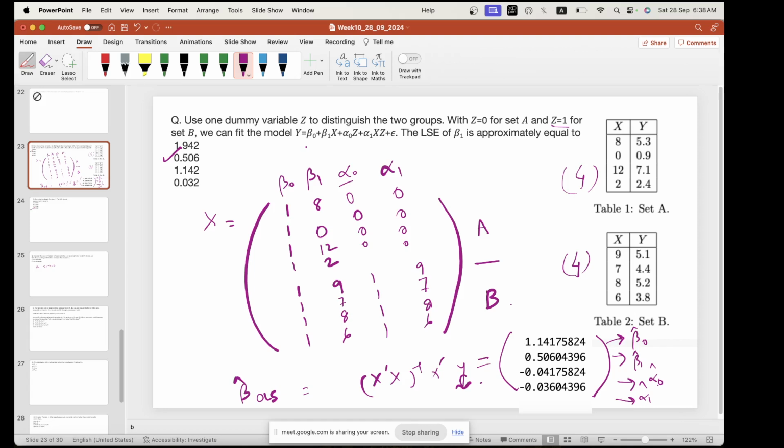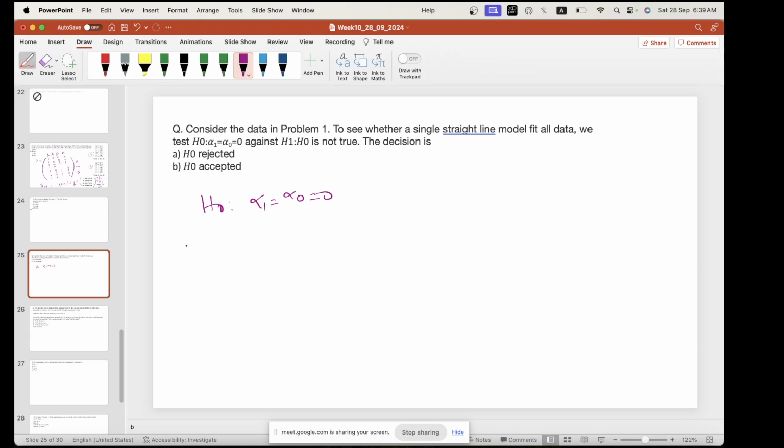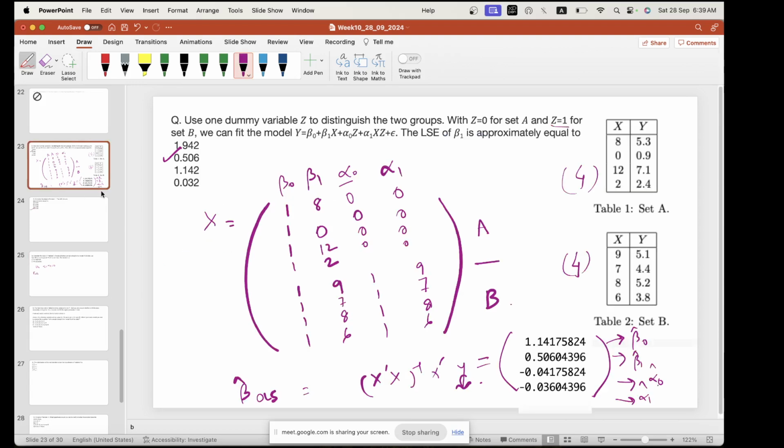This implies alpha 1 and alpha naught, if they are 0, then we have to use our restricted versus unrestricted sum of squares techniques. Alright, so the full model is how much? Full model is this thing. Okay, so full model, we have our beta estimates as this.